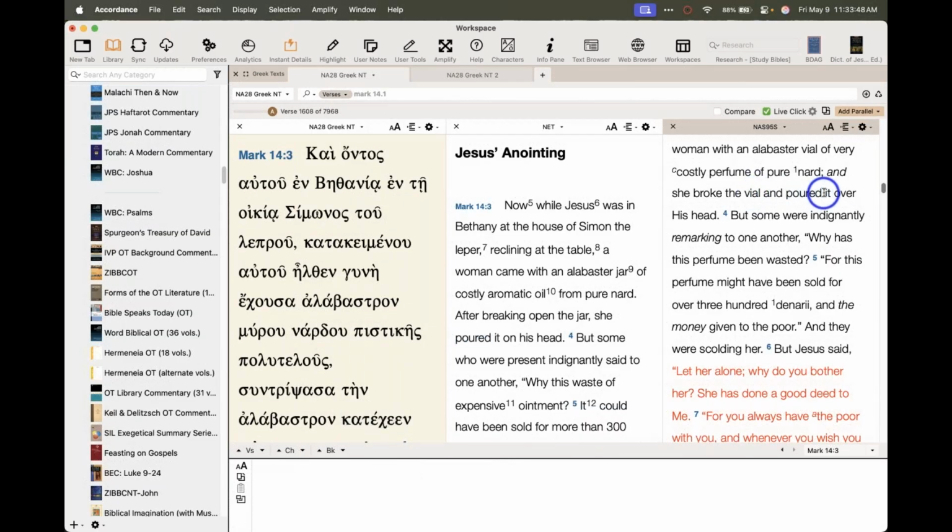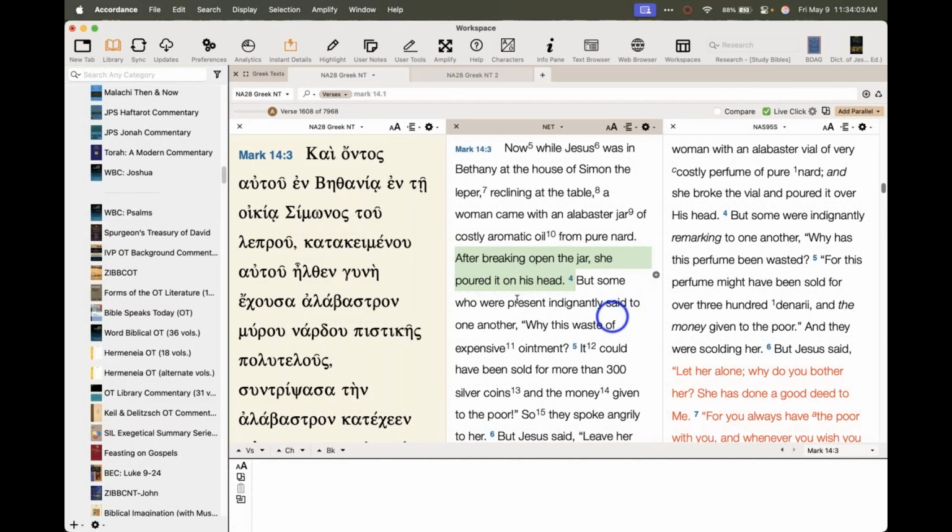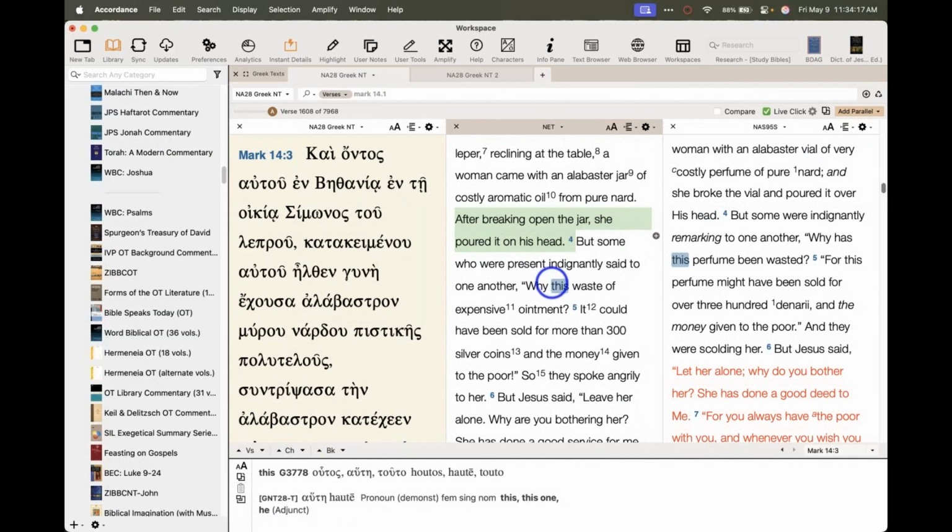But again, she's not technically pouring it, meaning the jar or the seal, over his head. She's pouring the content. So you might just think about bringing that out in translation. Here's the NET: "After breaking open the jar, she poured it on his head." If you think it implies the contents of the jar already, then great. Personally, I see this grammatically as it could refer to the jar. To avoid confusion, I think something like "she poured the contents on his head," because that is in fact what she poured on his head.